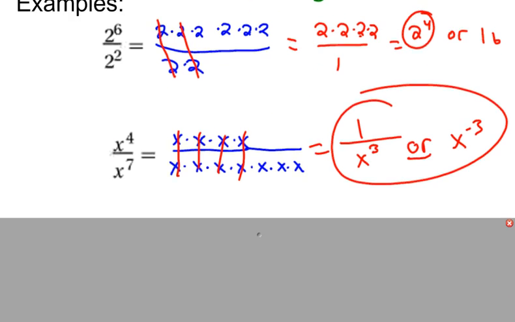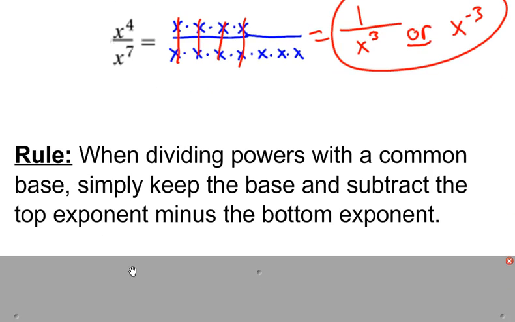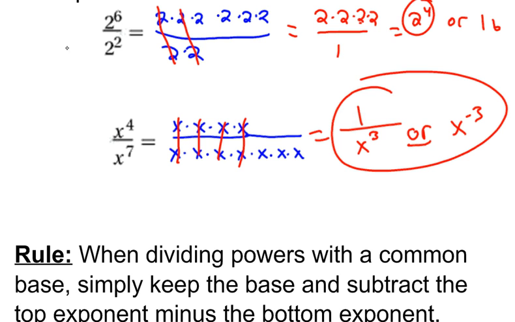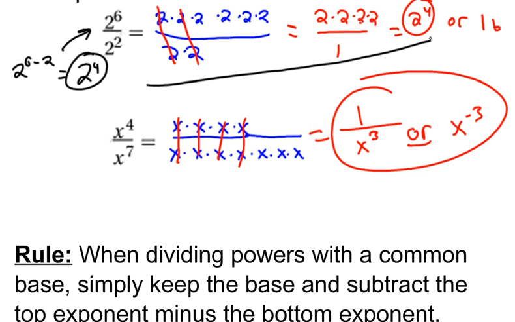Now, the other way to do it is based on this rule. So it'd be worth writing down. When dividing powers with a common base, simply keep the base and subtract the top exponent minus the bottom exponent. So let's look at this right here. See if we can use that rule. Keep the base, so I'm going to keep 2, and do the top exponent, which is 6, minus the bottom exponent, which is 2, which would be 2 to the 4th power. Or 16, which, if you look over here, is what we had. A lot shorter if you can remember that rule. Let's try it for this one.